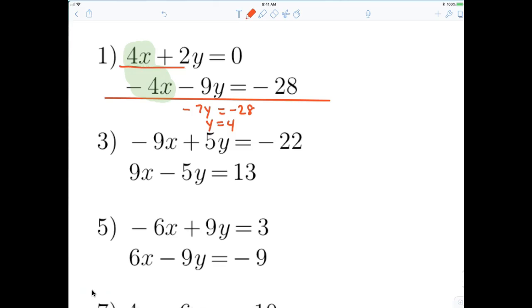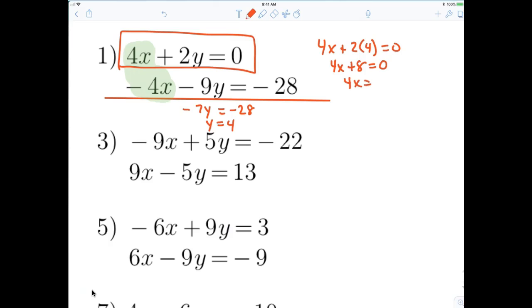To me, the easiest equation to plug into is this one up here. So 4x plus 2 times 4 equals 0. 4x plus 8 equals 0. 4x equals negative 8. X equals what? Negative 2. Perfect. So then my answer is, don't forget, alphabetical order, negative 2, comma 4.